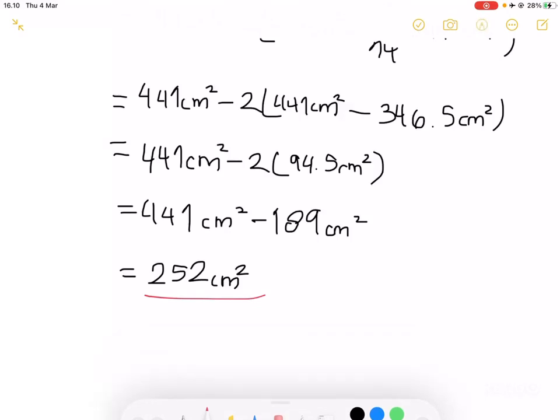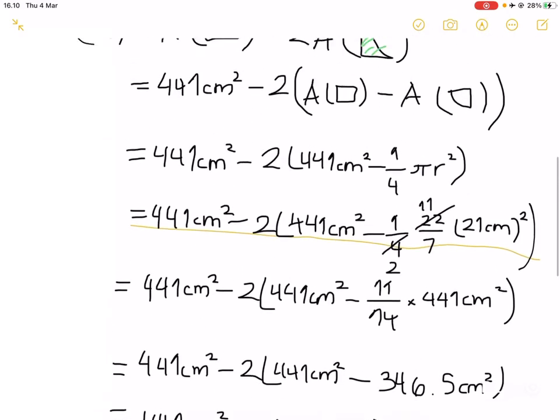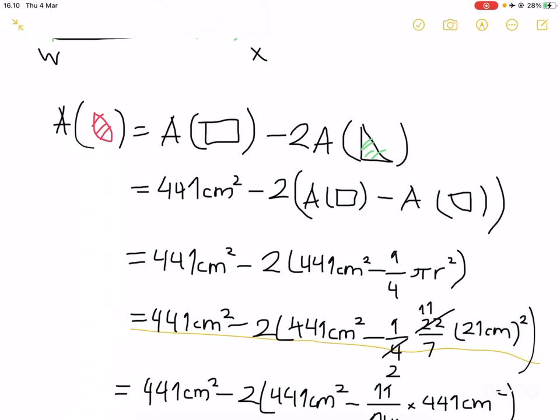Alright, so that's the area of this. And often we need to do some smart investigation and try to make use of what we're given.